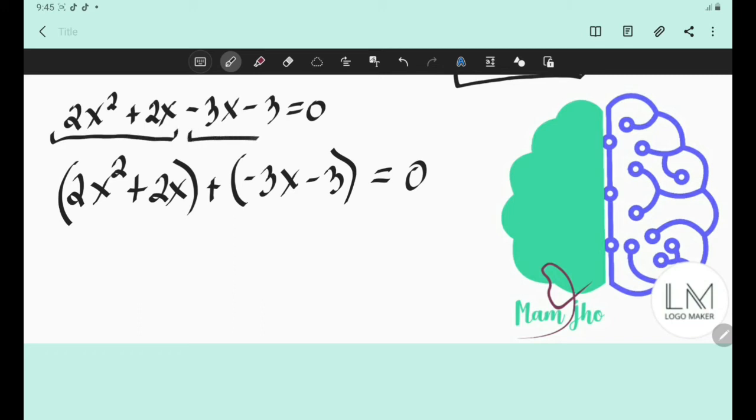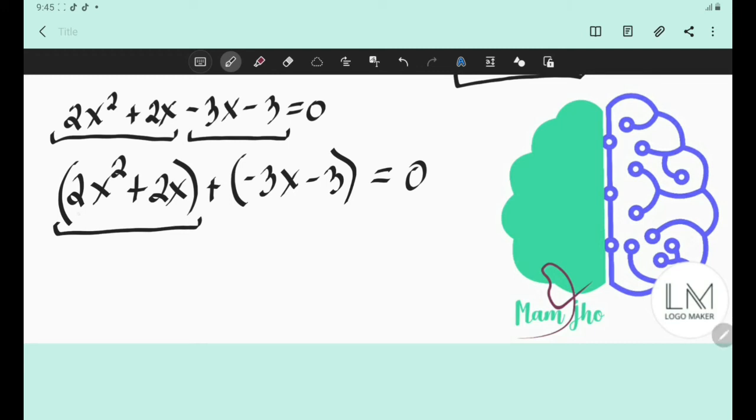So, gumamit tayo ng grouping symbol para factor out natin yung mga common factors sa kanila. So, sa first group natin, we have 2x squared plus 2x. So, again, in factoring a quadratic trinomial like this, case number 2, a is not equal to 1 because our a is 2 here.